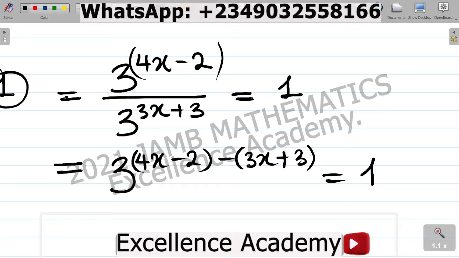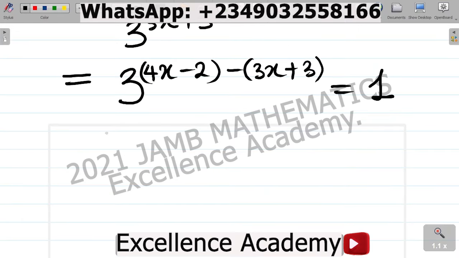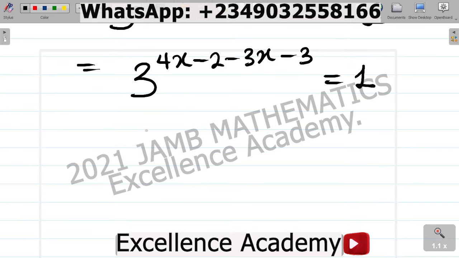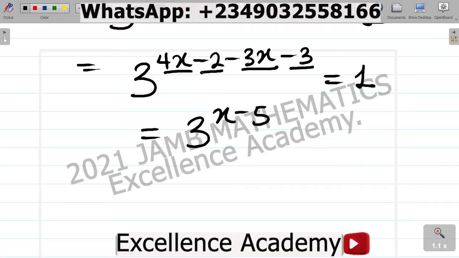And equate this to what? 1. From here, this will be equal to 3 into 4x minus 2 minus 3x, which gives you minus 3x, minus 2 plus 3 gives you minus 3. This is equal to 1. Working on this, this is equal to 3, this becomes 4x minus 3x, and that gives you x, minus 2 minus 3 gives you minus 5. So x minus 5 is equal to 1.